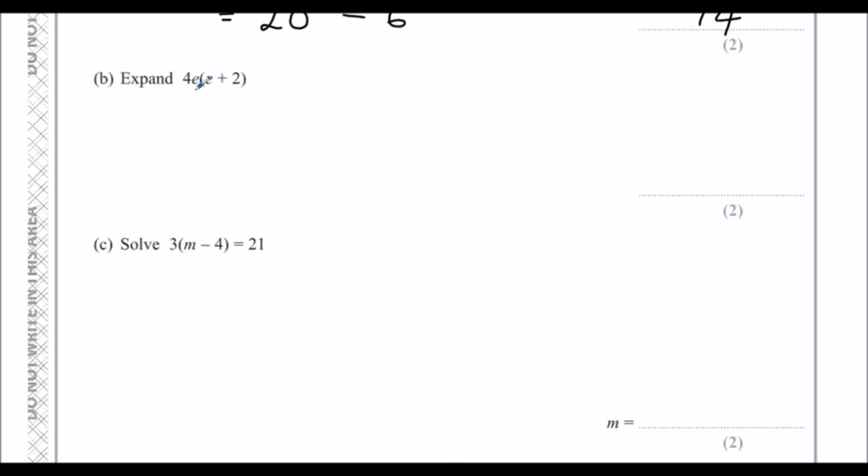Part B, expand. So we're going to times then times. 4e times e is 4e squared. 4e times 2 is 8e.